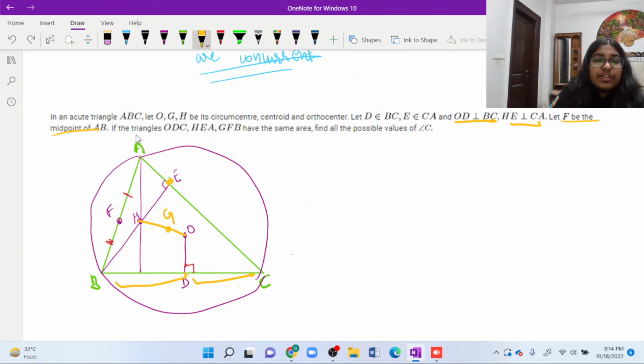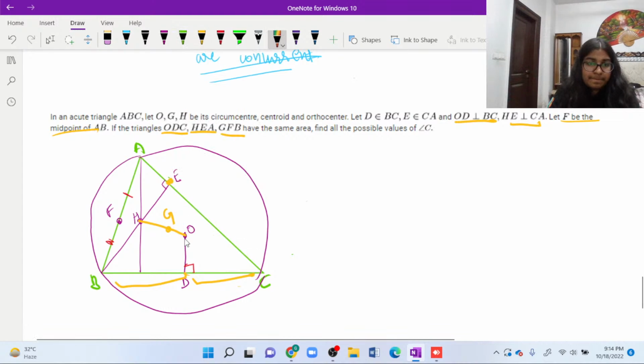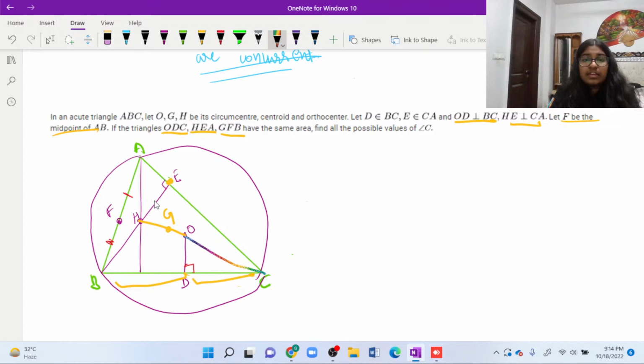Yeah, so we're given that the areas of ODC, HEA and FGB are equal.